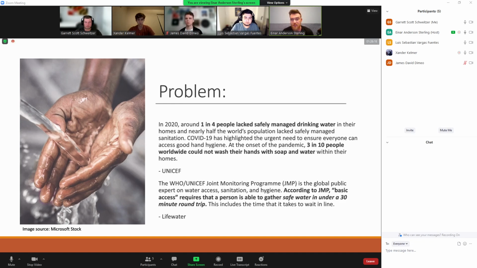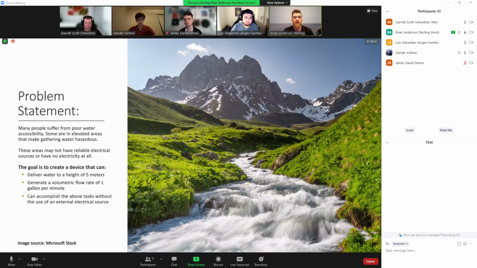Now, that's not just as far as safety goes. That comes into play when people have to gather water. According to the World Health Organization, it should take a person about 30 minutes to travel round trip to collect necessary water for the day. As you can see in this photograph, to have access to a water source like this, there are several hazards in the surrounding landscape due to elevation and also the water flow from this river shown here.